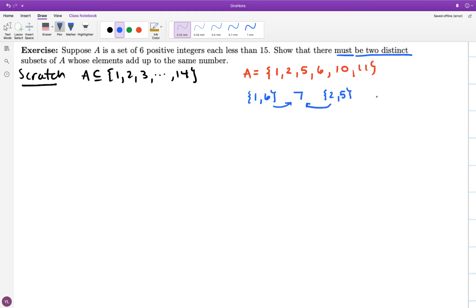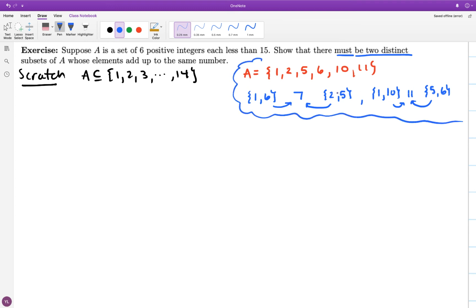And this isn't the only pair. I can find, for example, the subset {1, 10}. {1, 10} is a subset of A. Its elements add to 11, and {5, 6} is also a subset of A, and its elements add to 11. So in this particular example, there are several instances of 2 distinct subsets whose elements add up to the same number. And I want to prove mathematically, using the pigeonhole principle, that this always happens, regardless of what A is. As long as A has cardinality 6 and it's a subset of these numbers, you're going to have this happening.